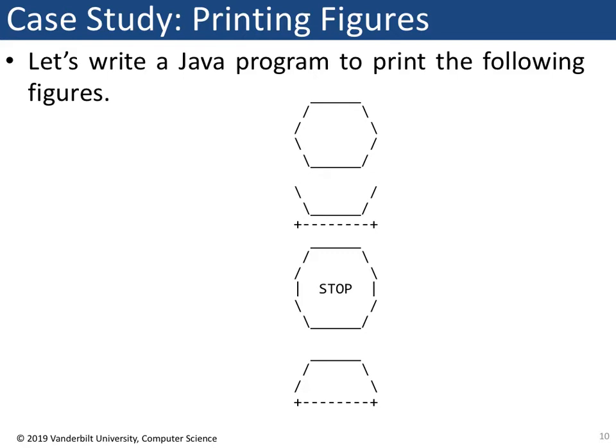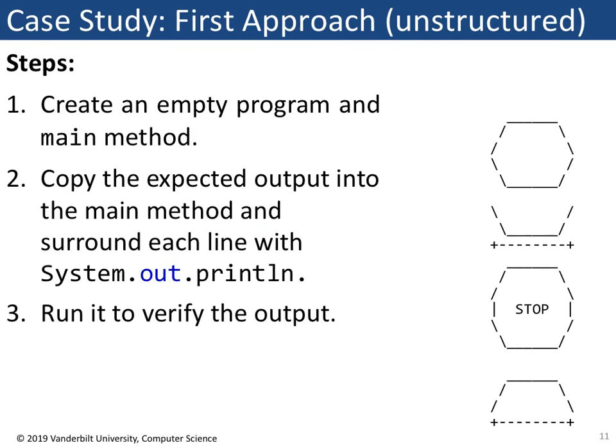So we have an octagon followed by what we're going to call a teacup, then a stop sign, and finally a hat. Let's just take a first crack at this, a very unstructured approach. We'll create an empty program with a main method, and we will just highlight all these lines shown here and copy and paste them into the main, surround each with double quotes and the println statement, and run to see what the output gives.